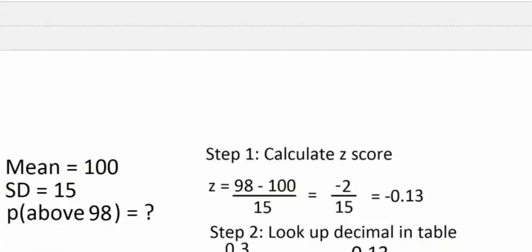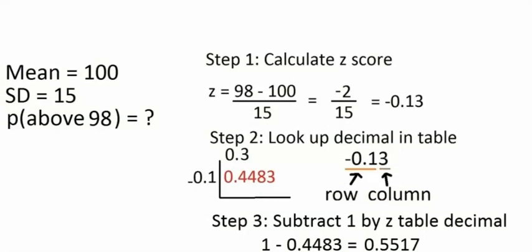So step 1 is calculate the z-score. We take our IQ of 98, which we're focusing on in this problem, we plug it in, and we turn it into a z-score by subtracting the mean and dividing by the standard deviation, which are provided here. 98 minus 100 is negative 2. 15 is on the bottom. Negative 2 divided by 15 is negative 0.13. And like I said, we have to leave 2 digits after the point so that we can use our z-table.